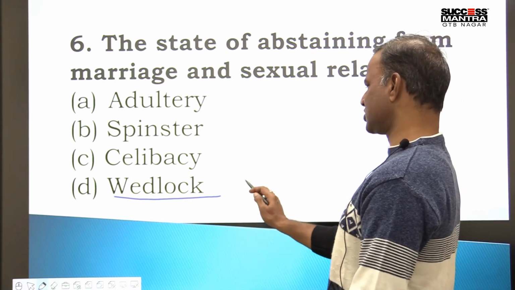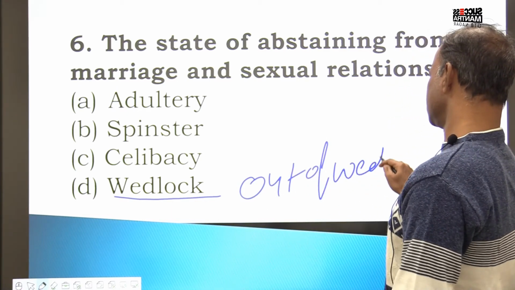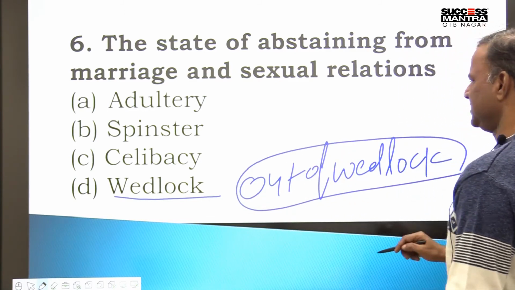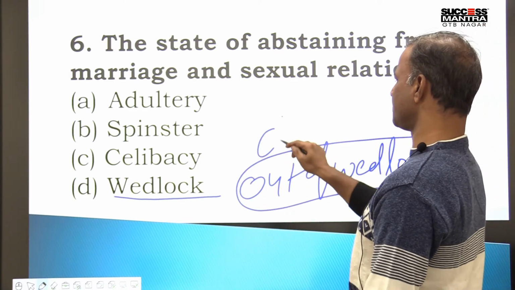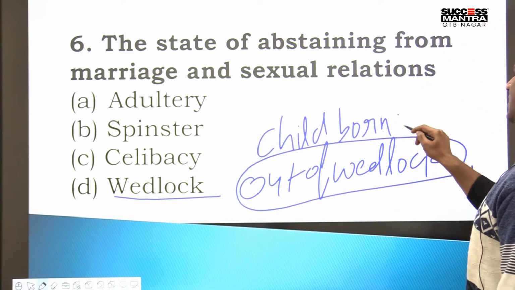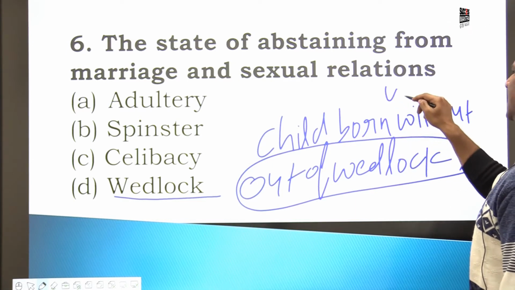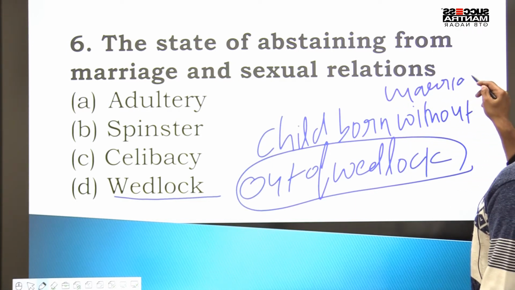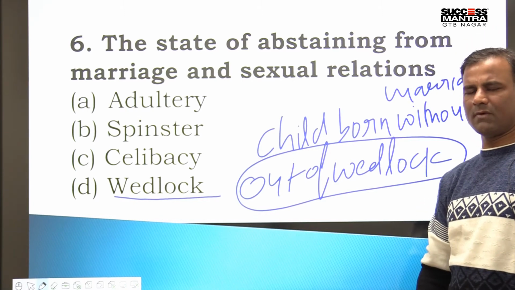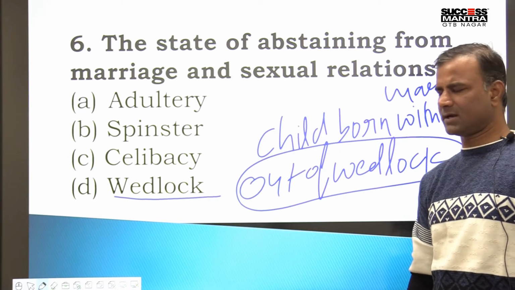married. If a child is out of wedlock, it means a child born without marriage. If a child is born out of wedlock, it means a child born without marriage, right? So that is called wedlock. Out of wedlock, or wedlock, us type mein we can take it.